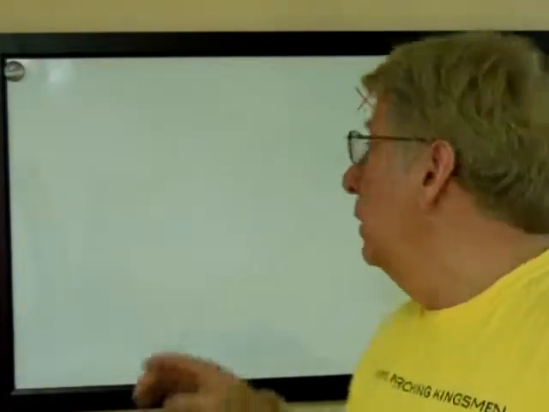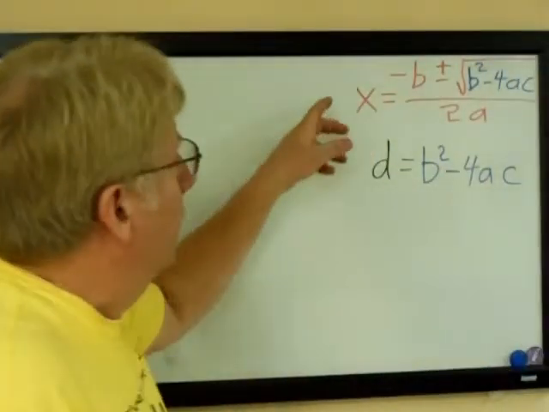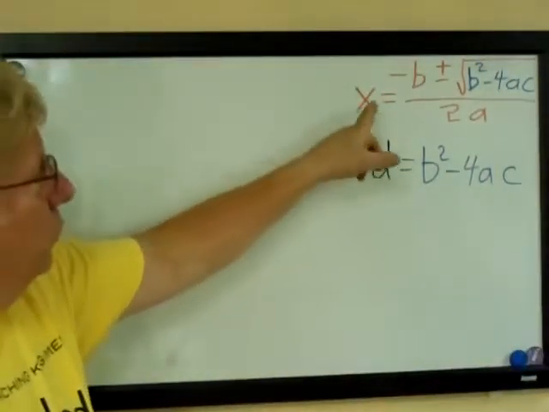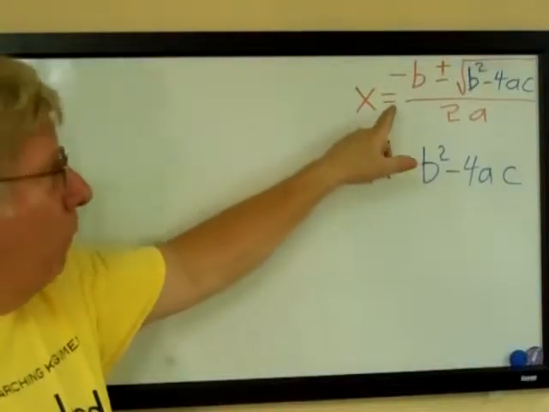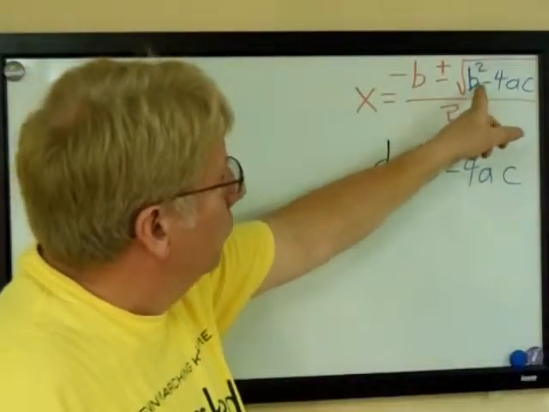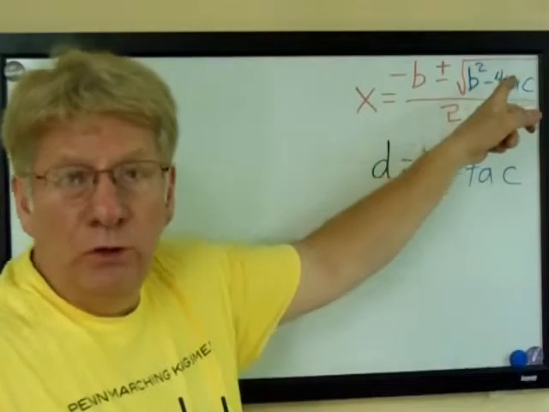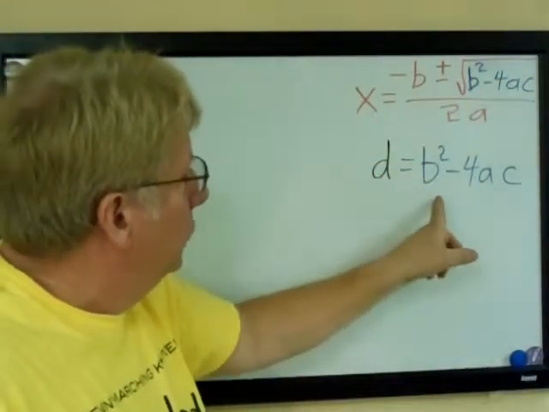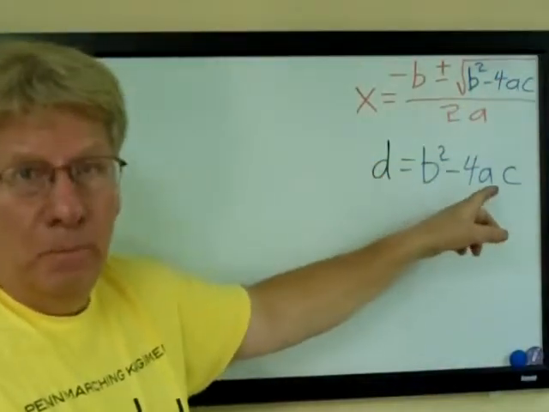In this video we're going to do the discriminant test with a few examples. We start out as reference here. Here's the quadratic formula, and the portion that's under the square root sign is called the discriminant. It's b squared minus 4ac.